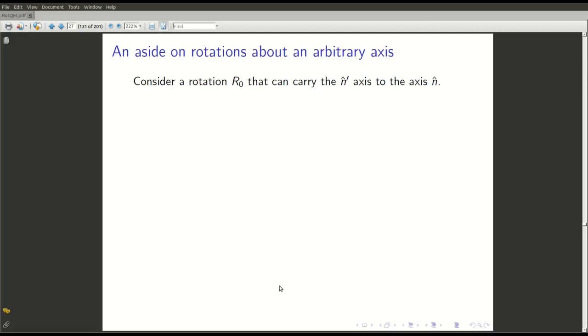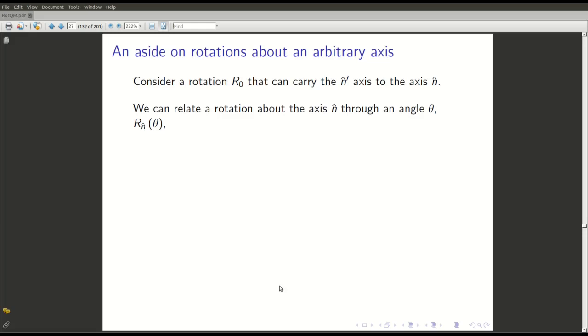Now, is R0 unique? The answer of course is no. If you find one rotation R0 which works, I'm pretty sure you can figure out infinitely many more rotations that will do. For example, you could first start with some rotation about the n hat prime axis, which will not change n hat prime at all, then carry out R0, which will move n hat prime to n, and then, why stop there? Then finish off by some other arbitrary rotation about n hat. That will have exactly the same effect. So this R0 is not unique at all. All we need here is some rotation R0 which carries the n hat prime axis to the axis n hat.